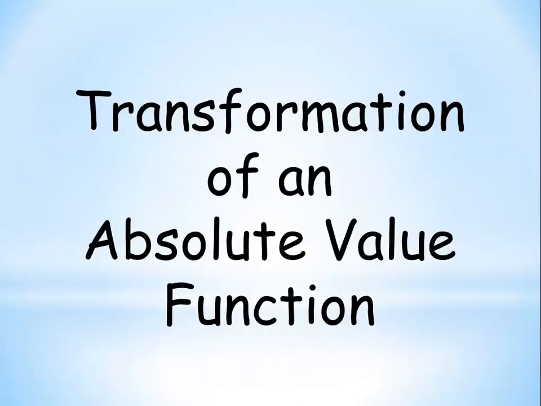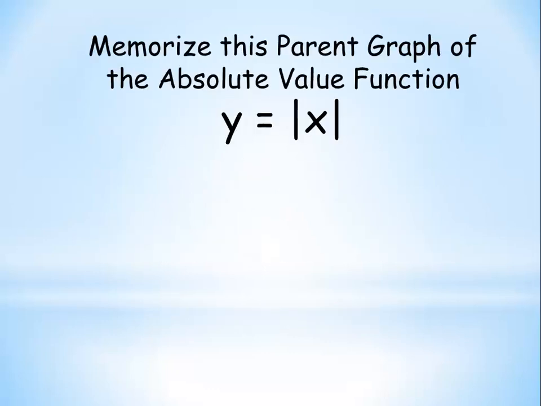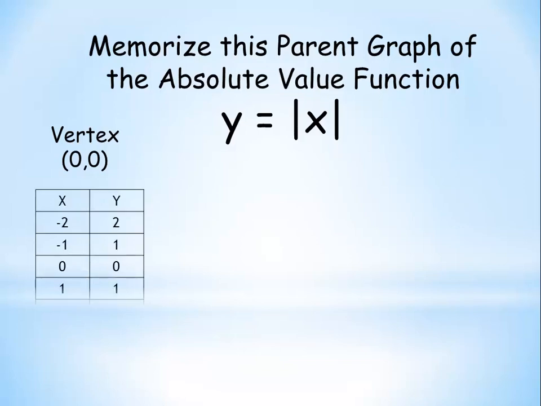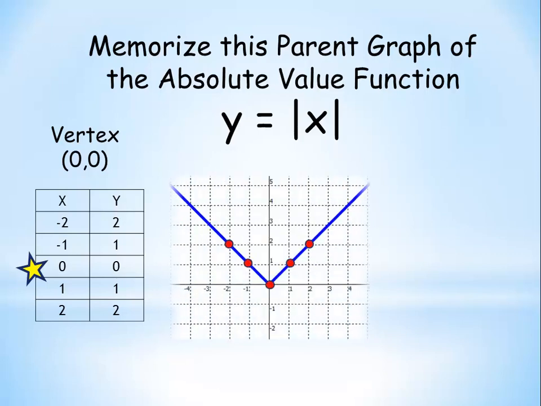Now we'll talk about the transformation of absolute value functions. Here is the parent graph. It has a vertex just like the parabola, and the vertex is found in the middle of the chart. Plotting these points, the shape is a V shape.